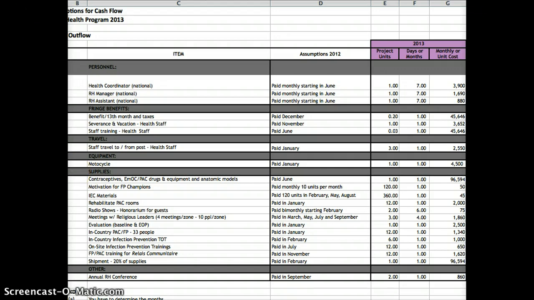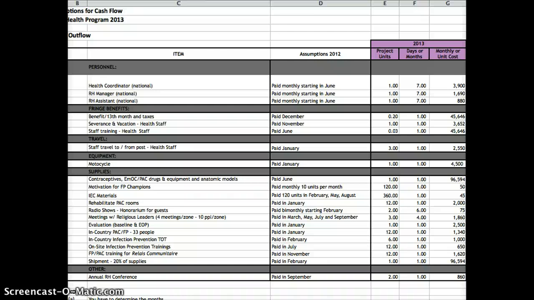For each line item, column D explains when the line item is expected to be paid for, column E details the number of units for each item, and column G details how much the item will cost each month. Column F also helps in determining exactly how many months each item should be accounted for in the cash flow, although in some cases where the number of months in column F do not correspond with what is stated in the assumptions in column D, you should always defer to what is said in column D when entering in the cash flow.